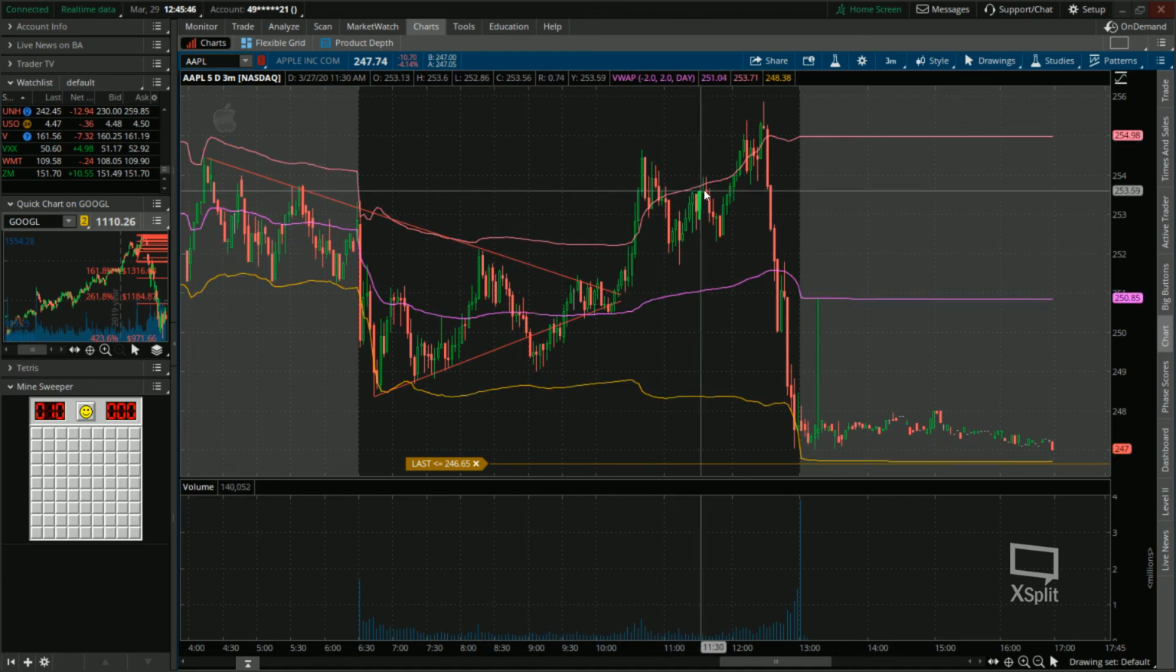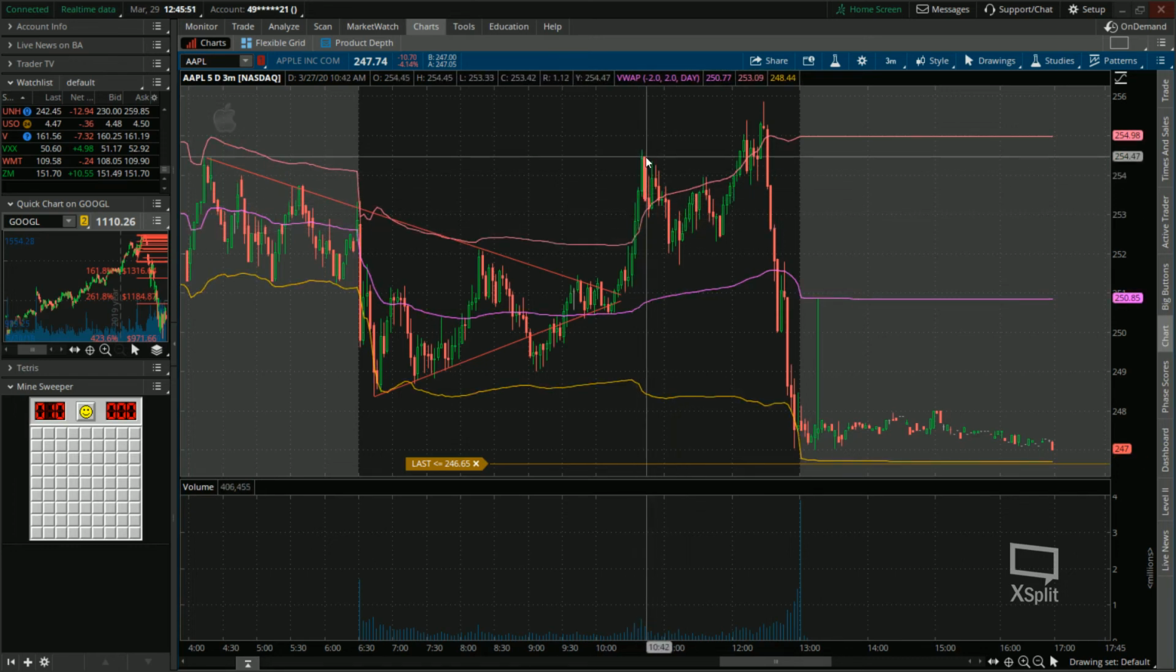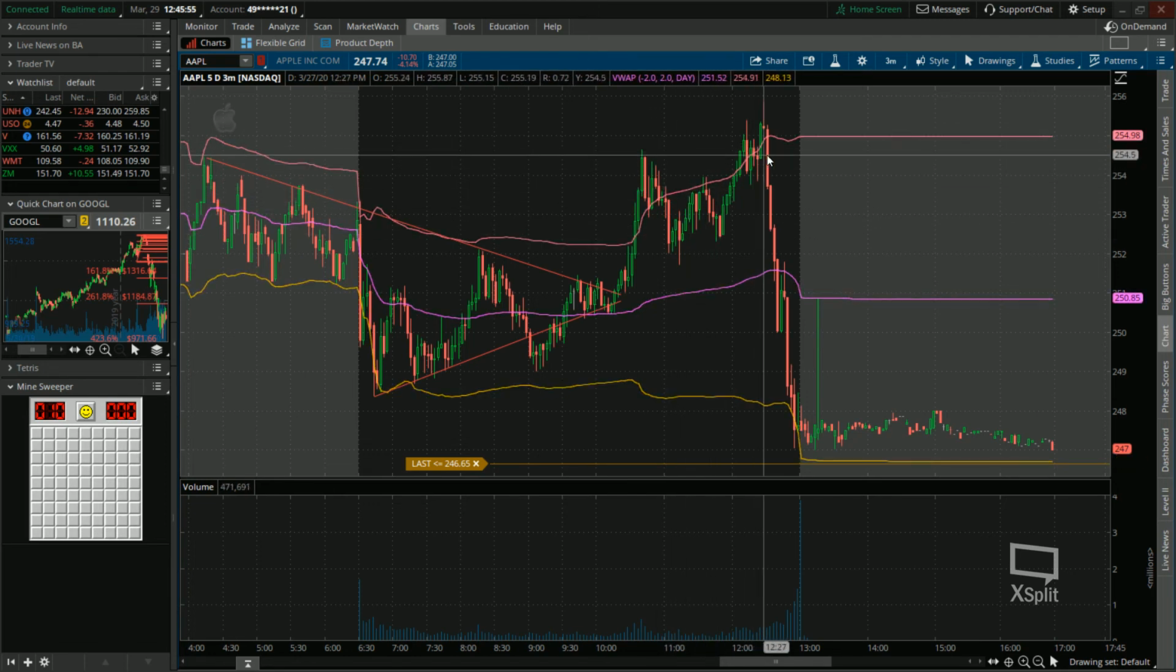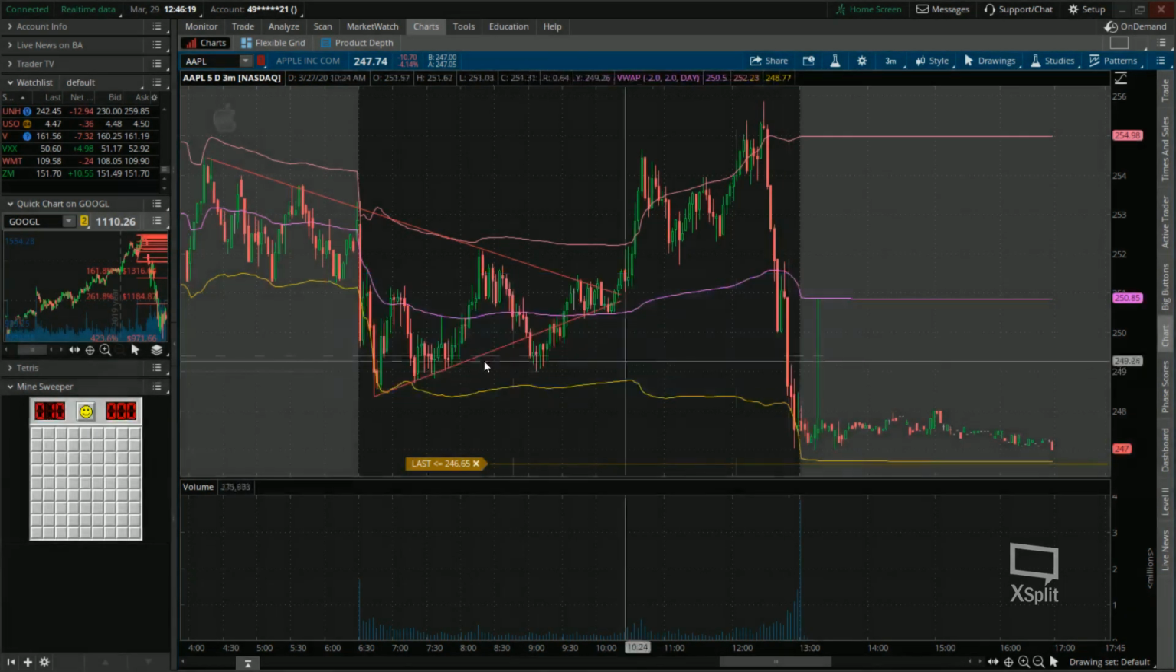We can see that if it tries to break through VWAP, it'll fall back down, but if it breaks VWAP, it runs up. We can see here that when it hits VWAP, or the top of the VWAP, it drops. I like using VWAP a lot. VWAP stands for volume weighted average price. But that's all I use really.